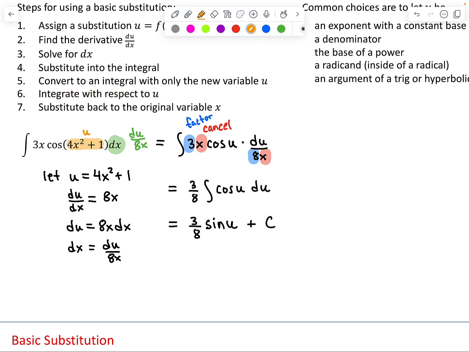And now we have the final step, substitute back to the original variable x. So this u right here, we will convert it back to 4x squared plus 1. This is called a back substitution, and we do this only after you've anti-differentiated. Make sure you don't back substitute for this u prior to anti-differentiation. And so we get a final result of 3/8 of the sine of 4x squared plus 1, and then plus our constant.